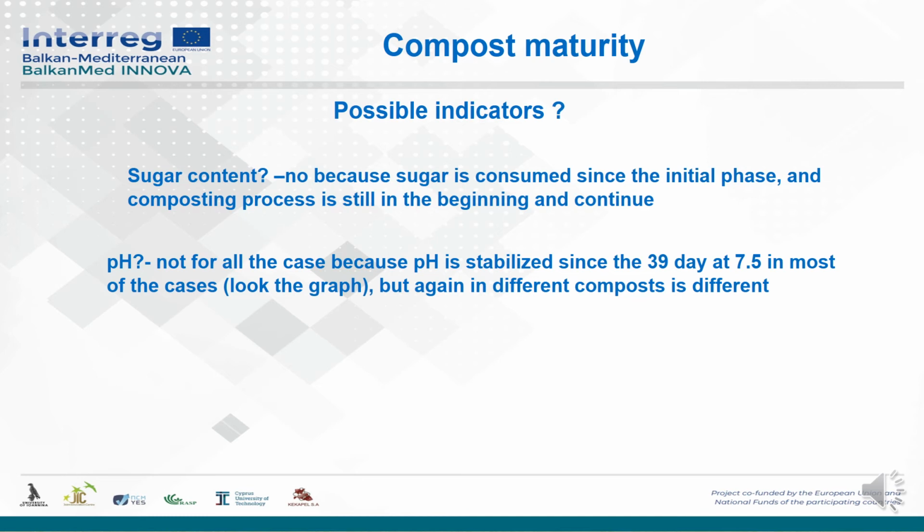And we'll continue. So we are in the first phases of preparation of compost. The compost is not yet stable and does not have the other characteristics that make it a good compost. So the sugar content cannot be an indicator. The question is, can it be pH? pH is one indicator, however, not for all cases, because pH is stabilized since the 39th day at 7.5 in most of the cases.